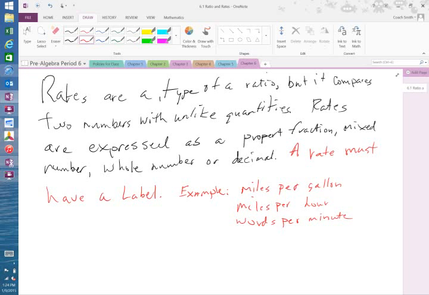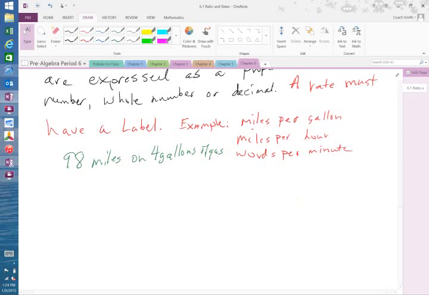So let's say, for example, I have a car that goes 98 miles on 4 gallons of gas. All right, that is a rate. The reason it is a rate is because you have miles and gallons. Those are not the same unit of measurement.